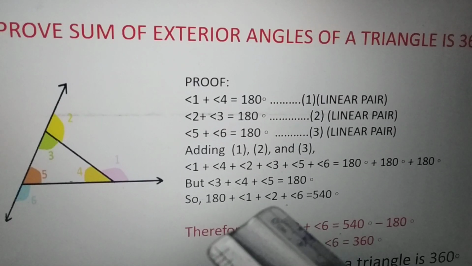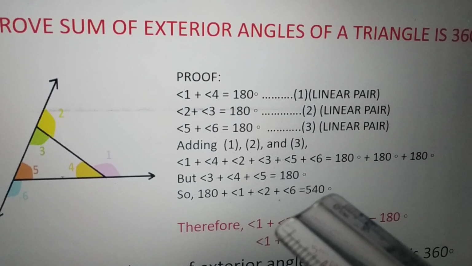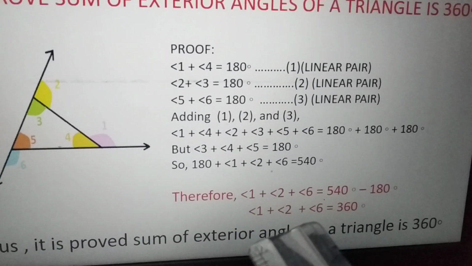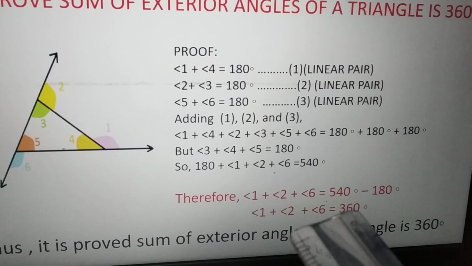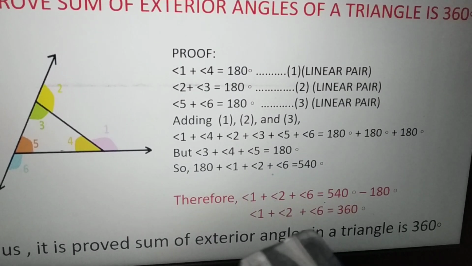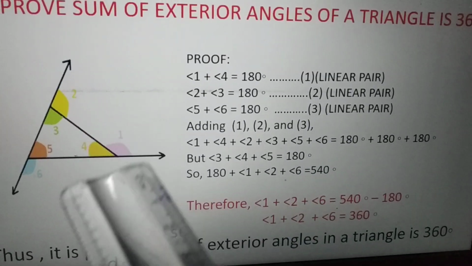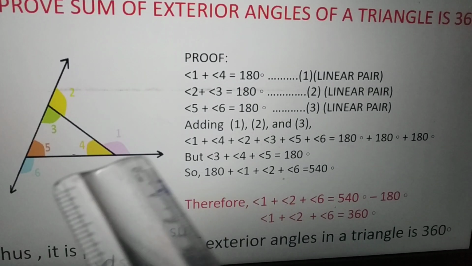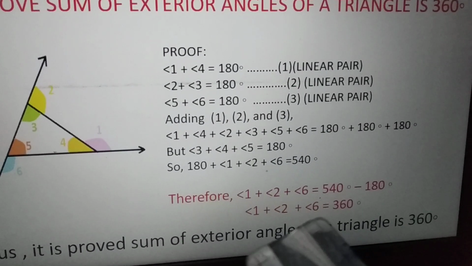So 180 plus 1 plus 2 plus 6 is equal to 540 degrees, or 1 plus 2 plus 6 is equal to 360 degrees. By subtracting 180 from 540 we get 360 degrees. So we have proved that the sum of exterior angles of this triangle is equal to 360 degrees.